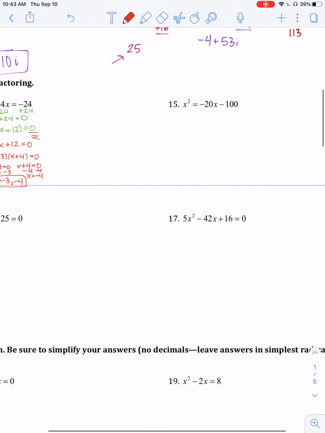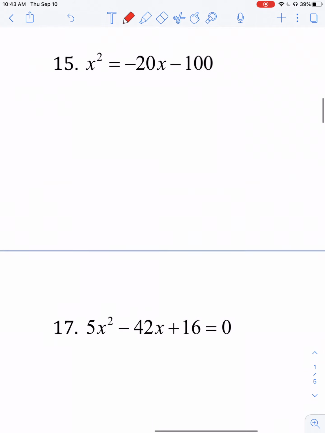All right, so let's look at number 15. For 15, I have x squared equals negative 20x minus 100. So for this problem, I want to move everything to one side, but I also want to try to keep x squared positive. So I'm going to move the negative 20x and the negative 100 to the left side of the equation. So I'm going to do that by adding 20x to both sides. So I get x squared plus 20x equals negative 100.